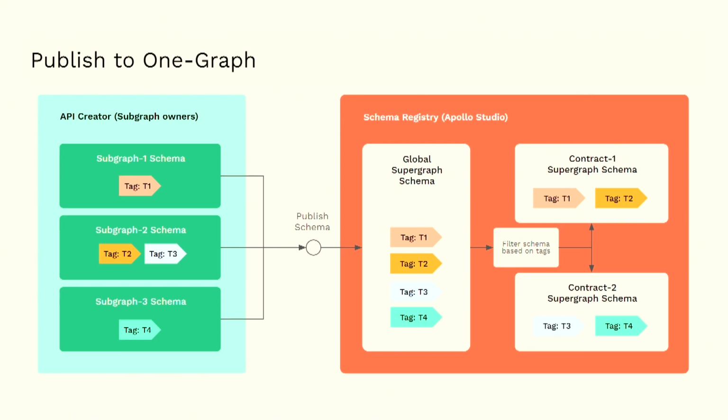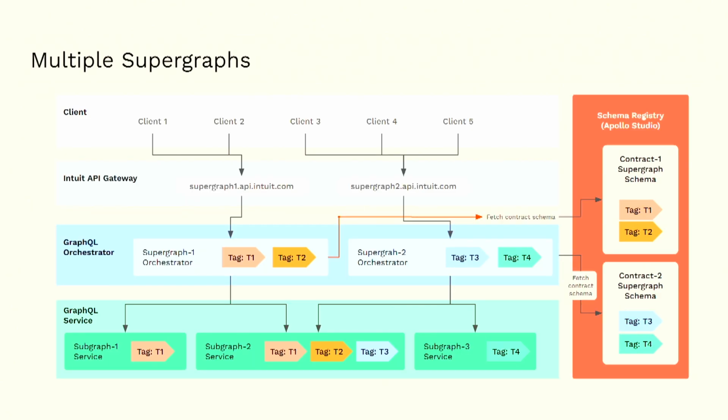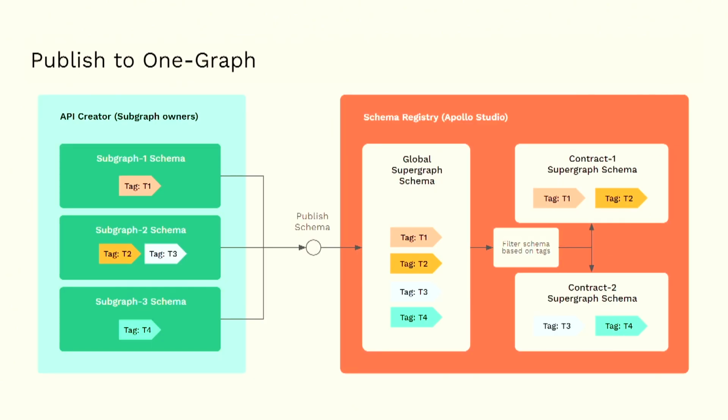The way we tried this out is using Apollo's contract feature. At design time, all subgraph schemas here will be tagging their types, basically. And we'll be publishing to one global supergraph schema within Intuit. This is the normal way of publishing it. You just publish it here, and we'll filter this global supergraph schema based on these tags. We include certain tags or exclude certain tags and create the filtered schema called the contract supergraph schema here.